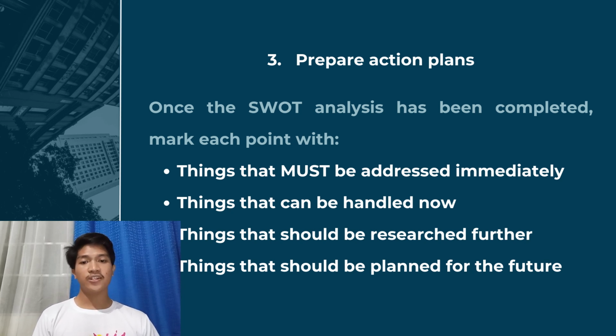Third, things that must be researched further. Research areas that require more information before making decisions to avoid mistakes. And the last one is things that should be planned for the future. Planning for long-term factors to ensure sustainable growth and adaptability. This approach ensures immediate challenges are managed while preparing for future success.